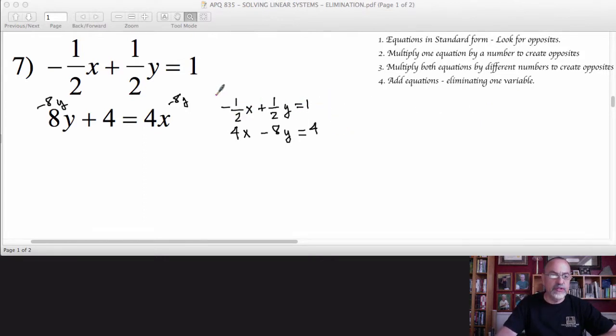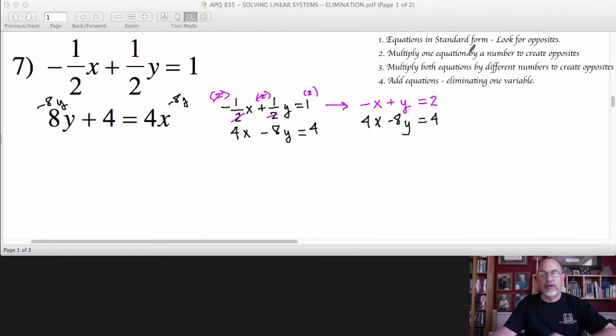So the denominator is a 2. So I'm going to multiply every term in the equation by a 2 and create an equation without fractions. So the 2 in the denominator reduces with the 2 in that numerator of 1, leaving me negative 1x. So that's just negative 1x. The 2 in my denominator here and the 2 here reduce, leaving me a positive 1y. And then I have my equal sign, and then 2 times 1 is 2. And then the second equation we're not changing at all, so we're just going to copy that over here. So now I have my equations in standard form.